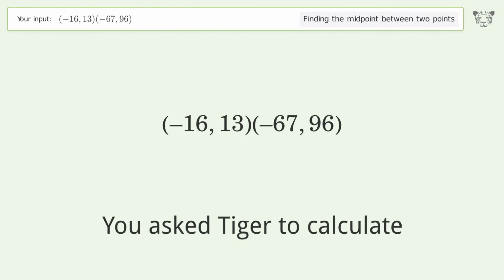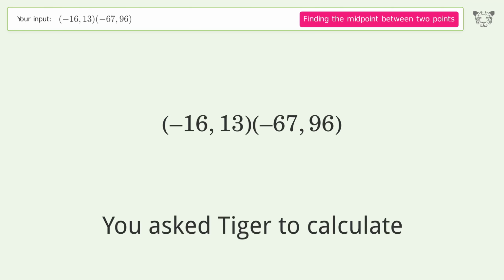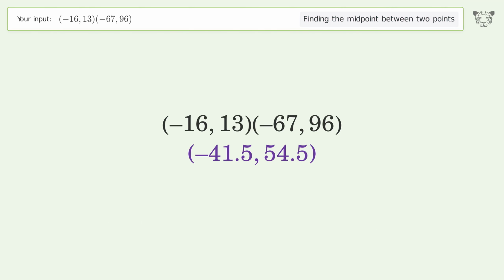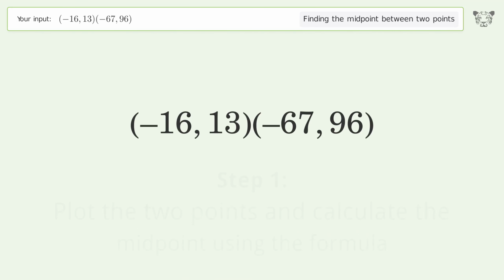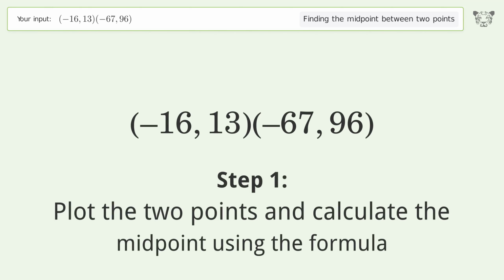You ask Tiger to calculate. This deals with finding the midpoint between 2 points. The midpoint between the 2 points is negative 41.5, 54.5. Let's solve it step by step. Plot the 2 points and calculate the midpoint using the formula.